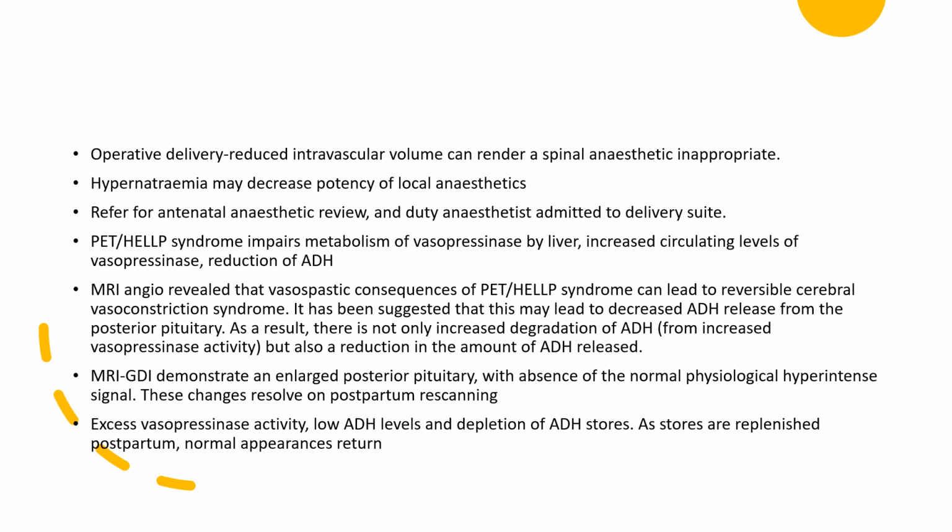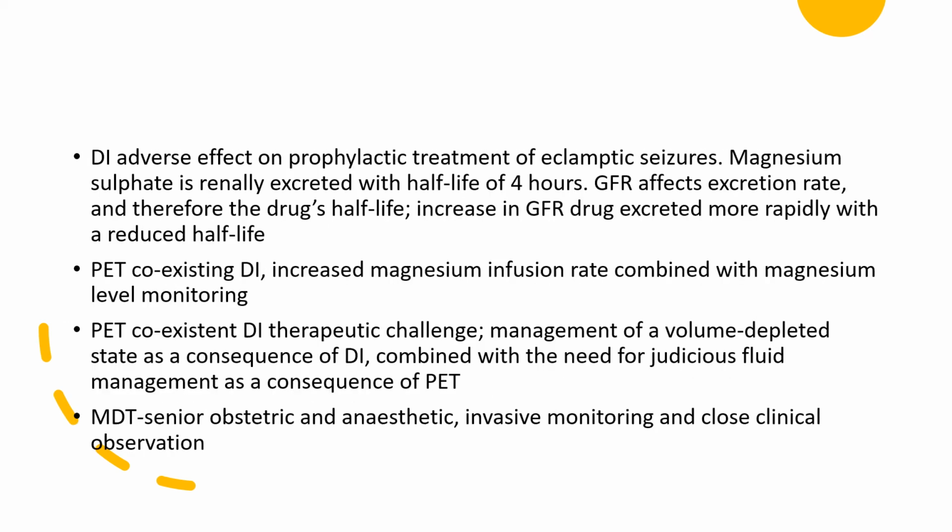MRI scan for gestational diabetes insipidus demonstrates an enlarged posterior pituitary with absence of the normal physiological hyperintense signal. These changes resolve on postpartum rescanning. Excessive vasopressinase activity leads to low ADH levels and depletion of ADH stores. As stores are replenished postpartum, normal appearances return.